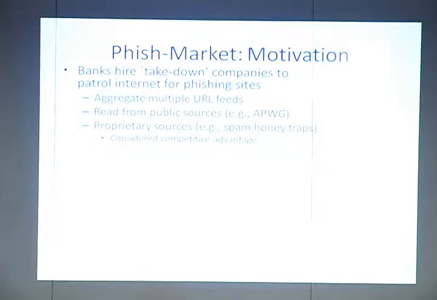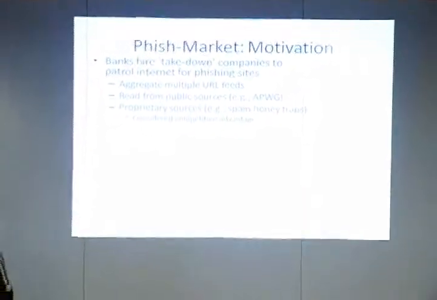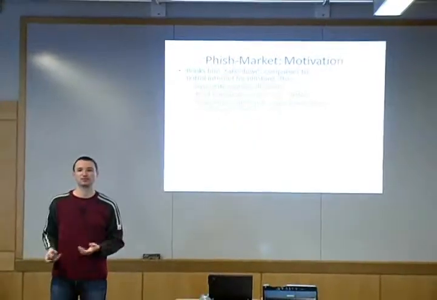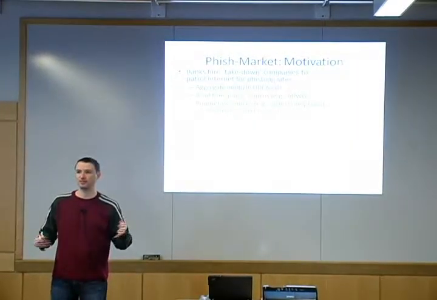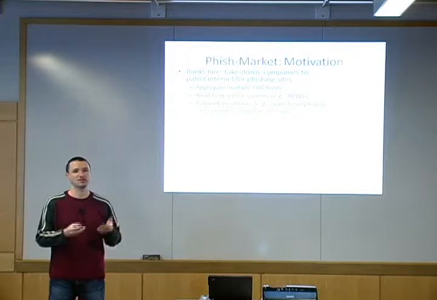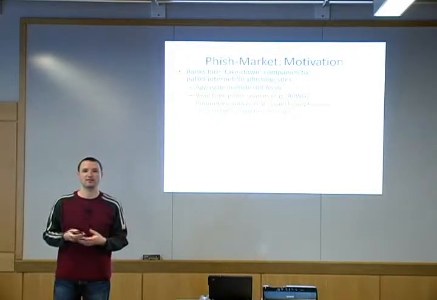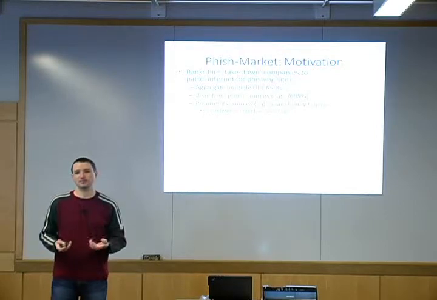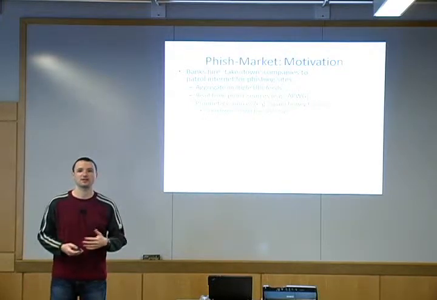But what I'm going to concentrate on now is how they get these URLs. So they get them in many different ways. There are some public sources, like the anti-phishing working group, which maintains a list of URLs that people submit to them. And they also each have their own proprietary sources. For instance, they keep spam traps. They have servers whose only purpose is to collect spam and harvest the links and find phishing URLs this way. And they consider their list of URLs a competitive advantage.